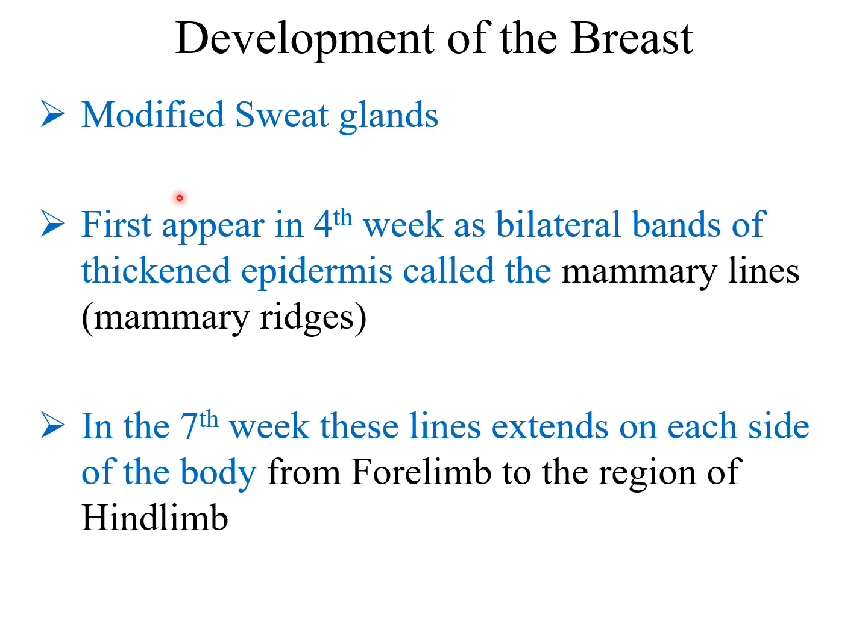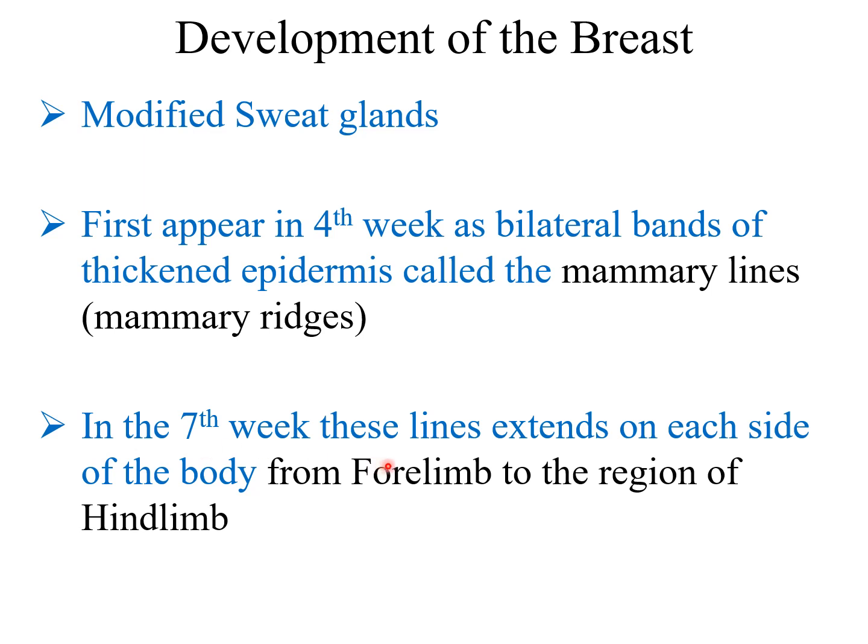So their development first appears in the fourth week of intrauterine life as bilateral bands of thickened epidermis. As we have said, it is an extension from the skin. So thickened epidermis shows bilateral bands and we name them mammary lines, or we can name them mammary ridges. In the fourth week of development, bilateral bands of thickened epidermis appear as mammary lines and mammary ridges, extending from the mid-axilla to the inguinal region, or the groin region. I will show that in the diagram.